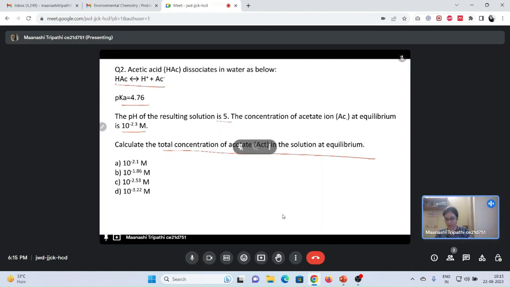We'll see the solution now. It was very similar to the first question. Just be very sure of what it is asking. It is asking about the acid concentration or the total concentration of acetate. So here also, it's asking for the total concentration.